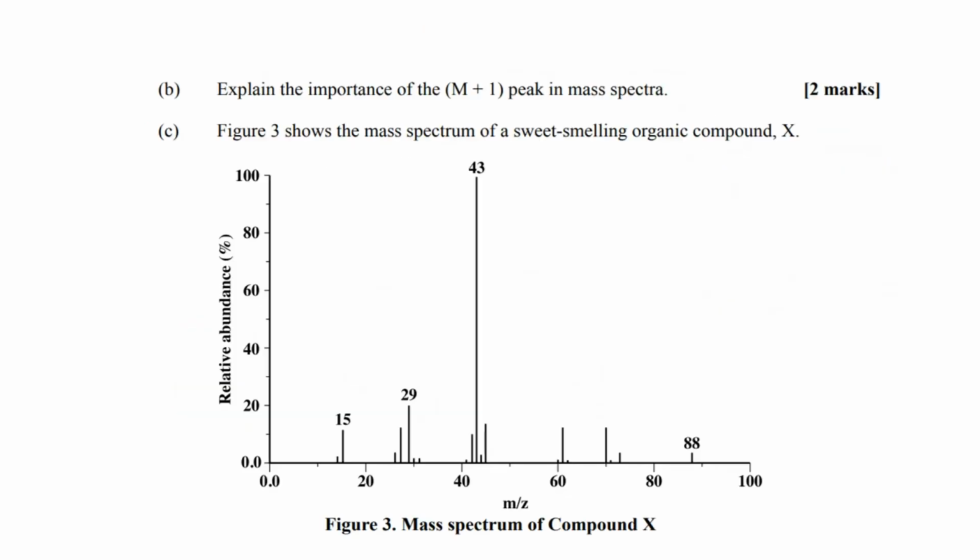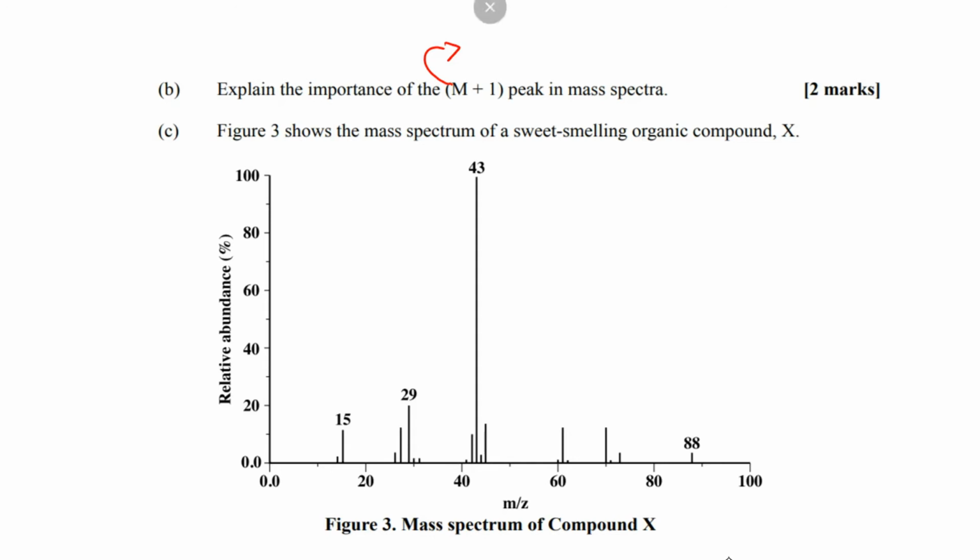Right? So the next question, it says, explain the importance of the M+1 peak in a mass spectrum. So the M+1 peak is a peak with a mass 1 unit heavier than the molecular ion peak. Now the molecular ion peak represents the RMM, that's the relative molecular mass of the molecule that you're analyzing, of the sample that you're analyzing.